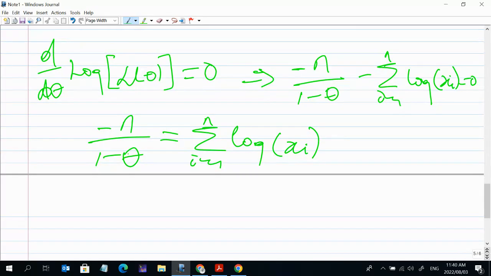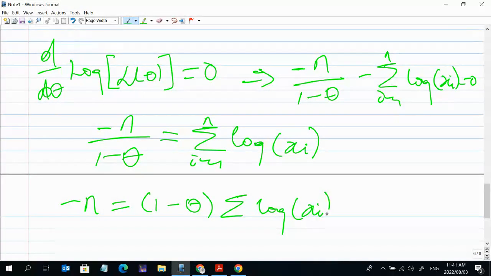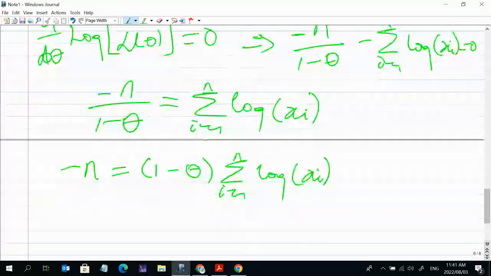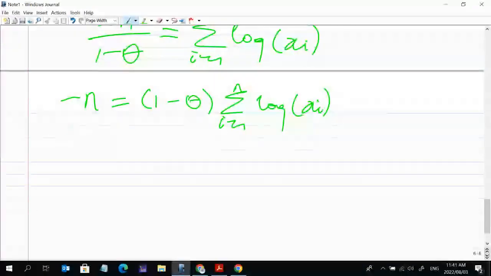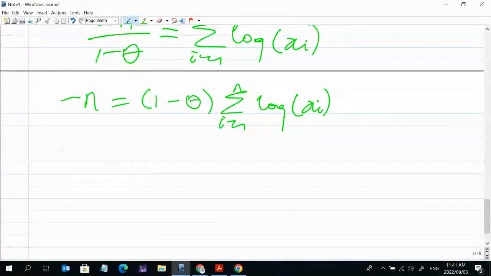Now, we want theta to be the subject of the formula. So we multiply both sides by 1 minus theta. And when we multiply both sides by 1 minus theta, we have minus n, which is equal to 1 minus theta, times the summation of the log of xi, i ranging from 1 to n. Are you still following? Yes, sir. Thank you. And this is minus n.